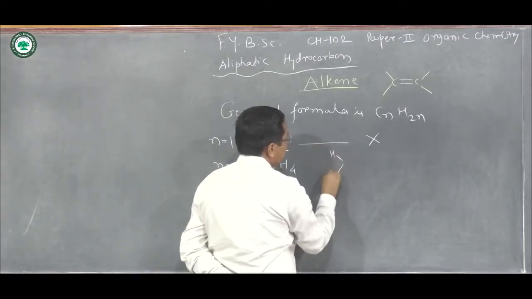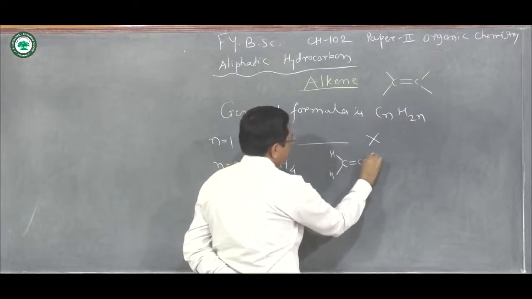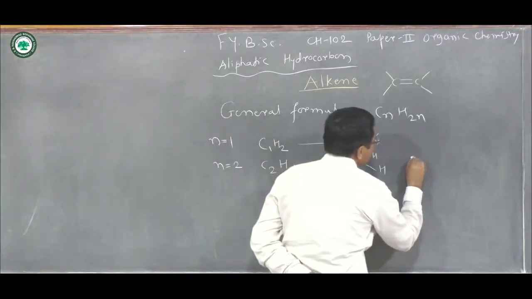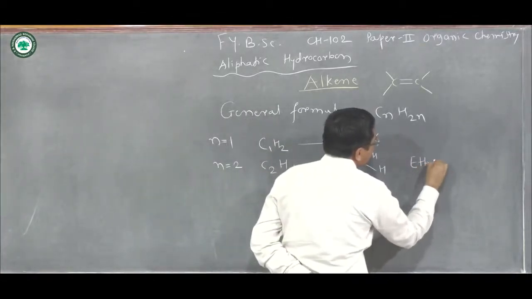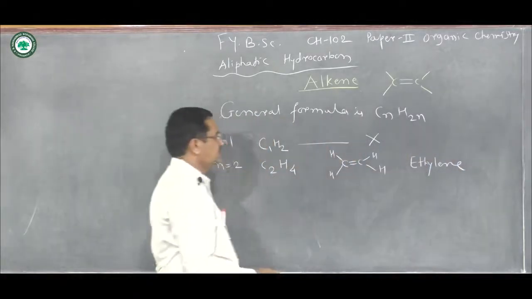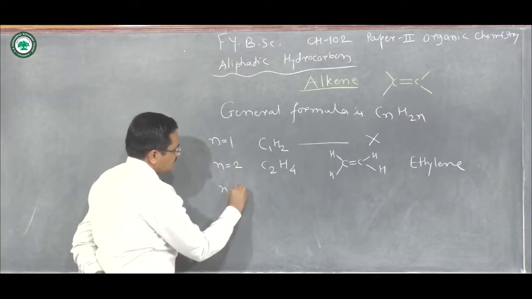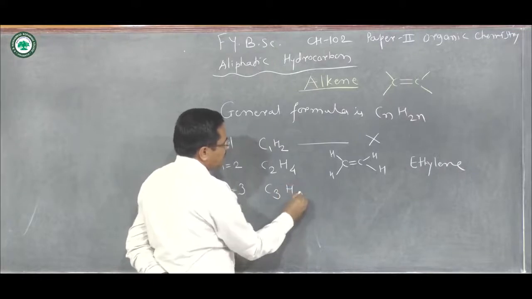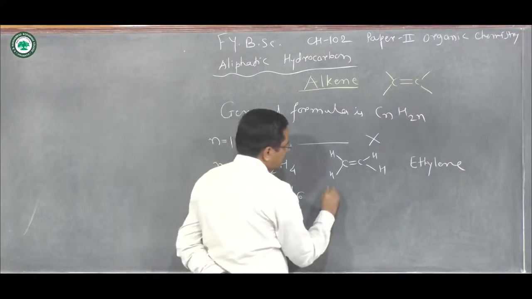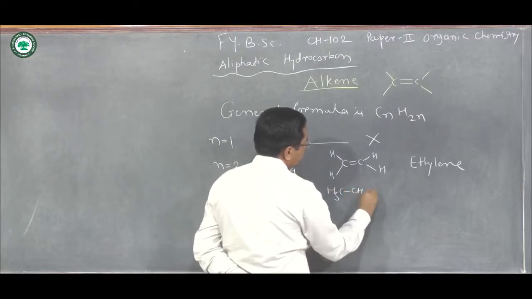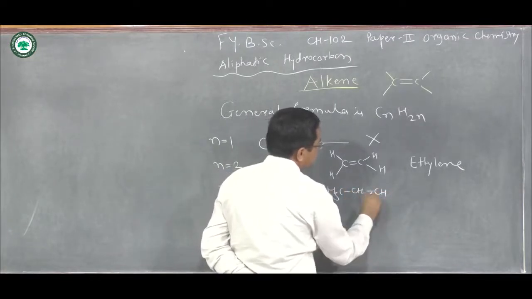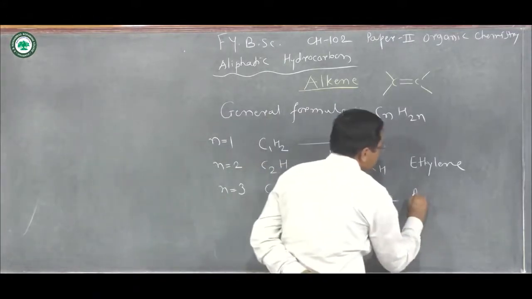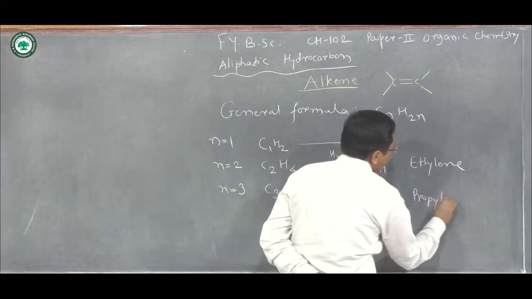and the structure of this compound is C2H4, and the name of this compound is ethylene. Okay, then n equals to 3, it becomes C3H6, and we obtain the next structure CH3 CH double bond CH2, and this is propylene.